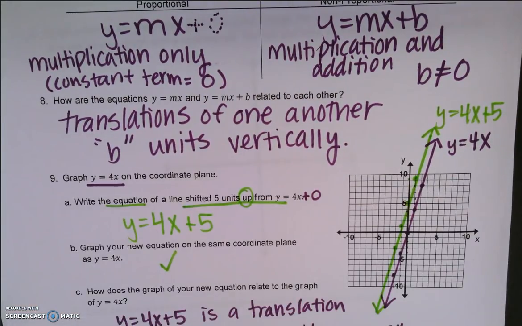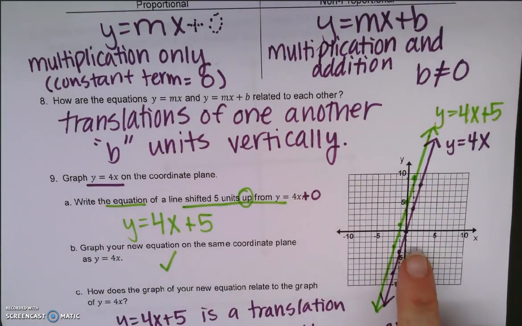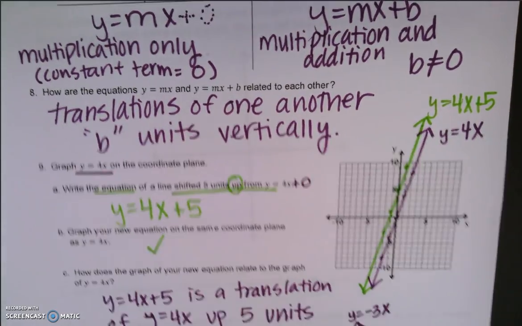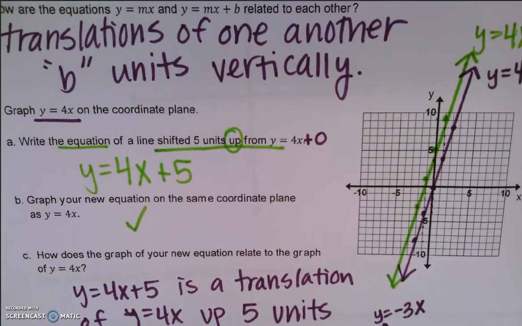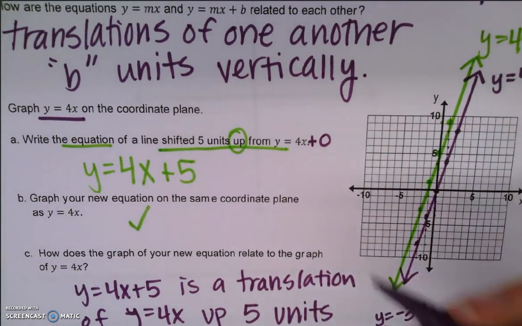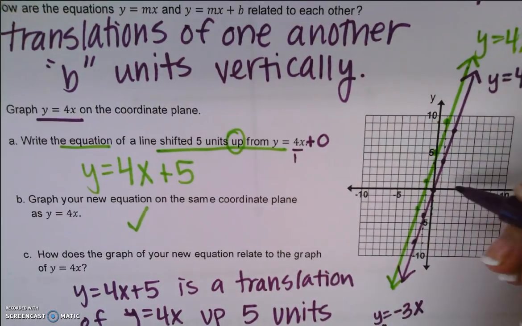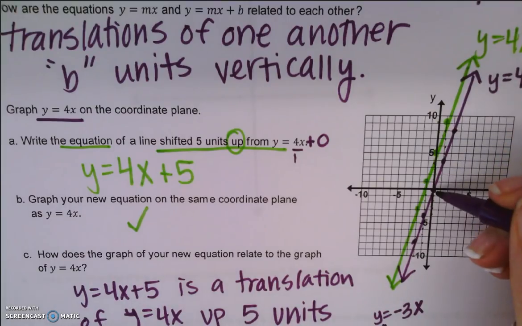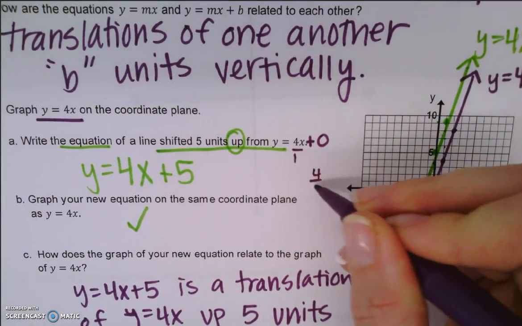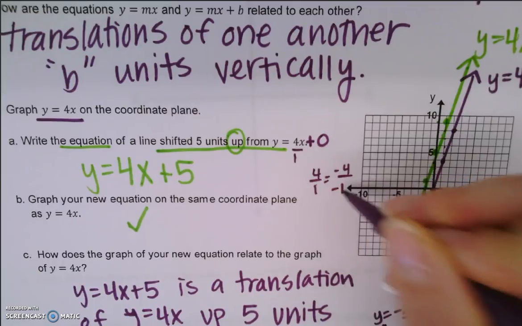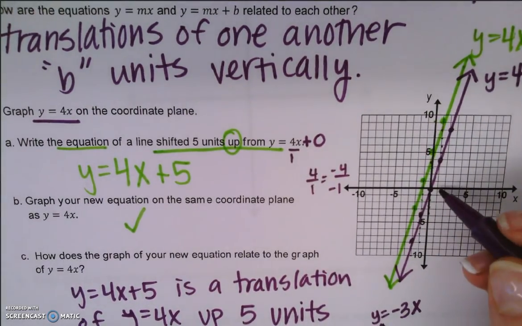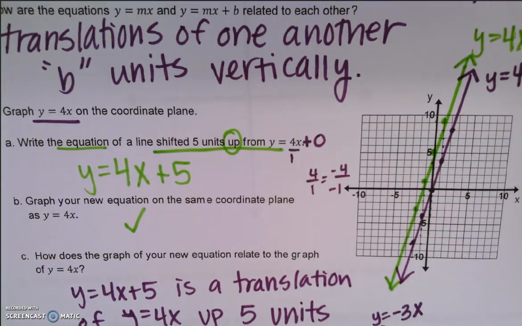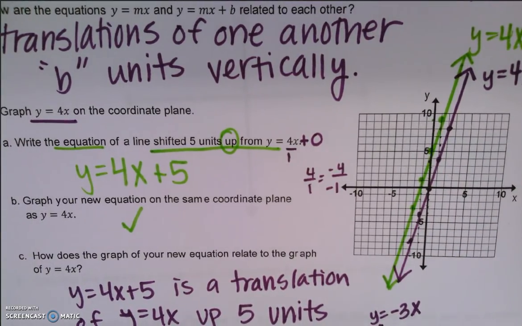We graphed y equals 4x on our coordinate plane. Remember, that's y equals 4x plus 0. So we wanted to make sure that we had a y-intercept of 0, and then we moved slope amount, which is 4 over 1. So up 4, right 1, up 4, right 1. Also, because 4 over 1 is equal to negative 4 over negative 1, we could also go down 4, left 1, down 4, left 1. And we looked at that in our treasure hunt activity.